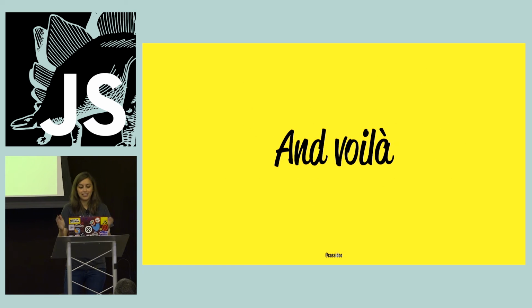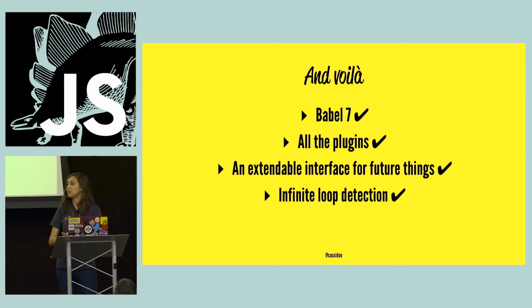And voila. We finally had our Babel processor. It included Babel 7, so it had the most modern edition of Babel. It had all of the plugins that we actually wanted without having to have the user import everything individually that they might need. It was an extensible interface for future things. In the future, now that we have just this plugins array, we can add whatever plugins we want. We can build our own custom plugins. And we have a few things in the works that will be able to use this Babel processor.